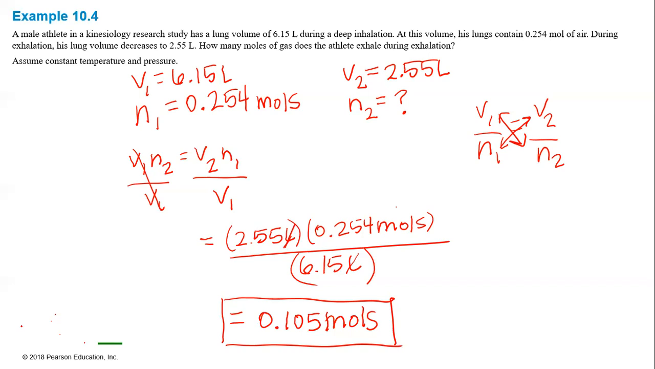Okay. Next one, 10.5. All right, 10.5, we're getting into the ideal gas law now. It says, what is the volume of 655 grams of gaseous CH4?